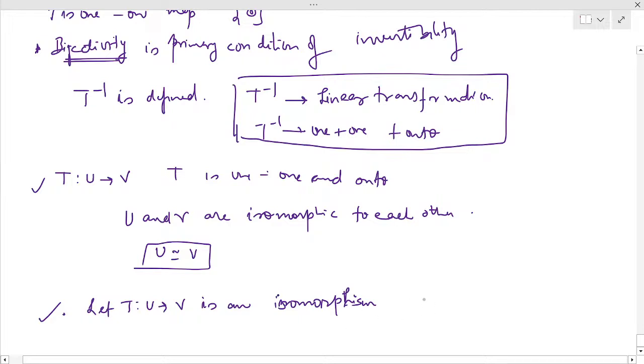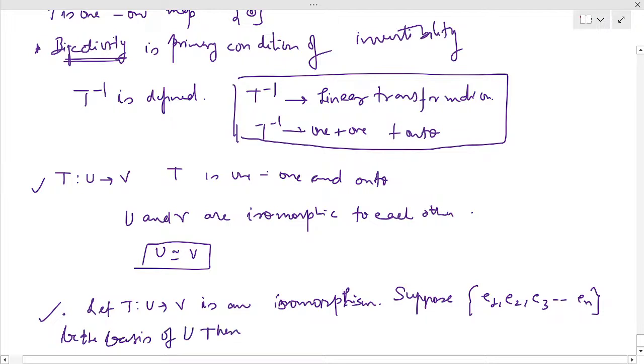If T from U to V is an isomorphism, and suppose E1, E2, E3, ..., En form a basis of U, then, very strong and important statement, please remember: TE1, TE2, ..., TEn are all bases of V. Now this is an important property.